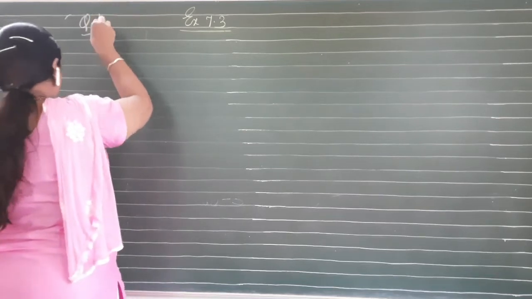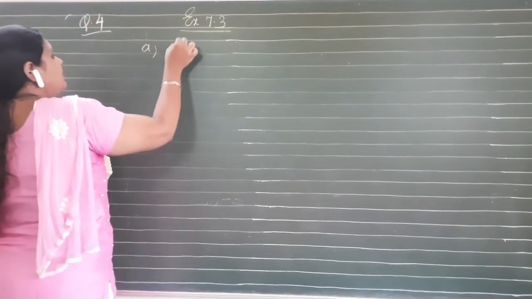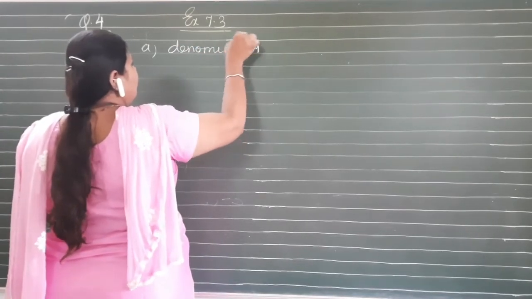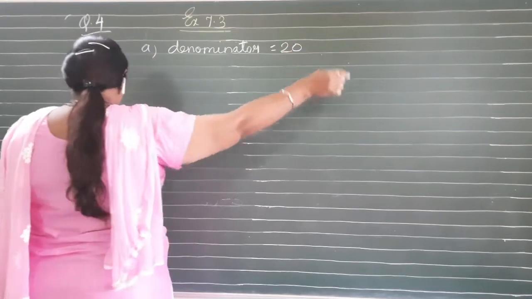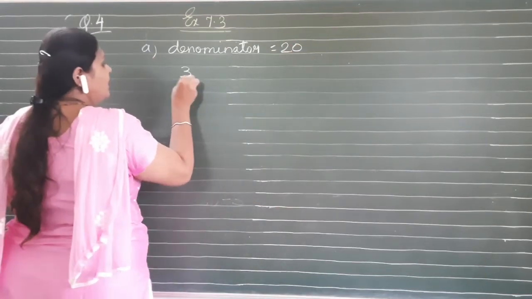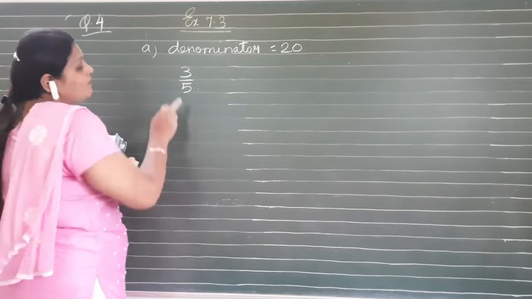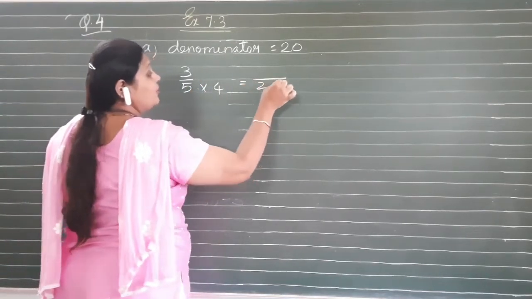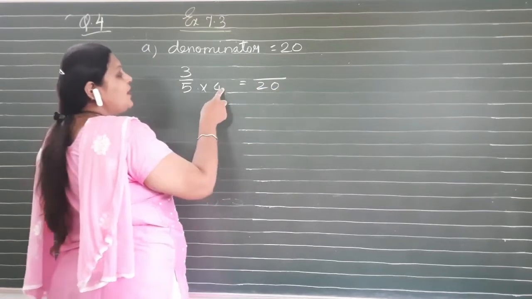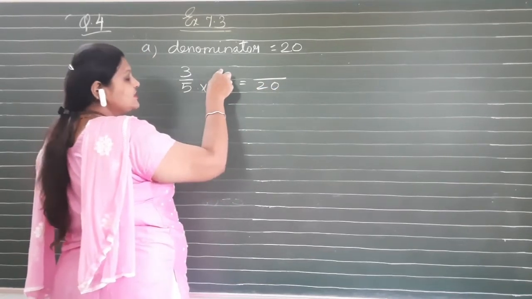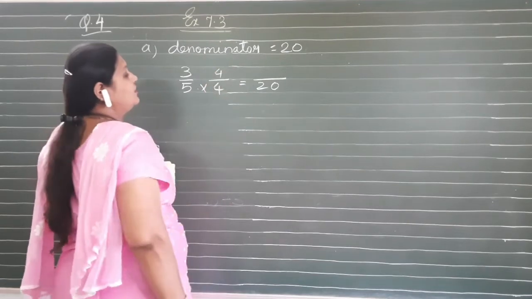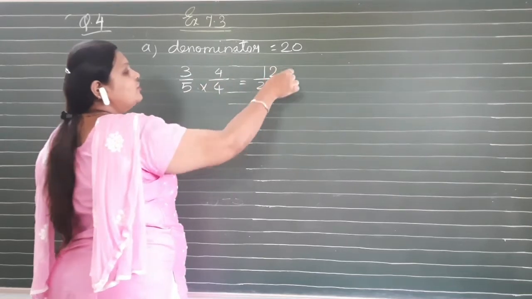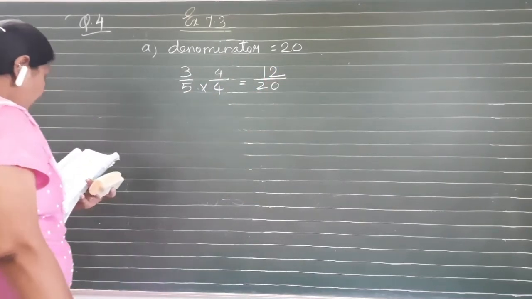So question number 4, denominator we want 20. Given fraction is 3 upon 5. So by multiplying 4 with 5, we will get 20 as a denominator. So the rule says you have to divide or multiply with the same number to numerator and denominator. So 3 also will be multiplied by 4. 3 4s are 12. So here 12 upon 20.